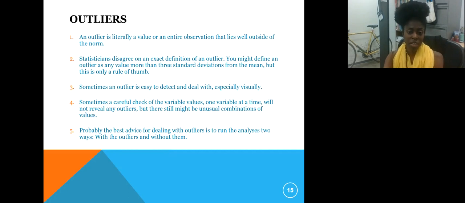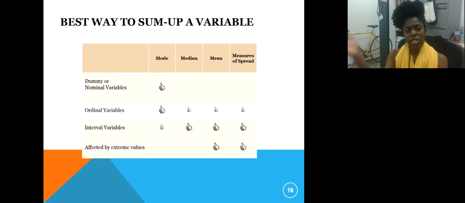Probably the best advice for dealing with outliers is to run the analysis two ways, with and without the outliers. I do that all the time. That's a perfect test, because if the data changes drastically, then you know that number must have had a big influence. And when I removed it, look at this, it's totally different. So the best way to sum up a variable, these are just rules of thumb.